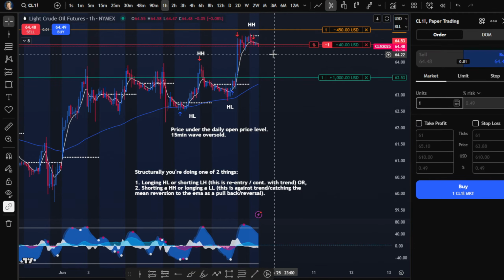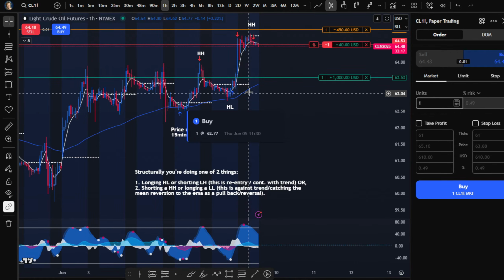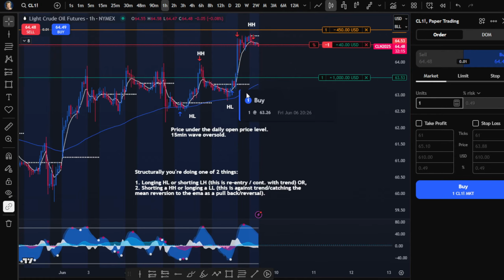So you can see at the moment on crude oil, I have entered a short from a higher high going back to the EMA. But these were my long positions at a higher low, and that was with the trend, and they were re-entry continuations. And I just want to show you that the structure is the same as my market cipher strategy.